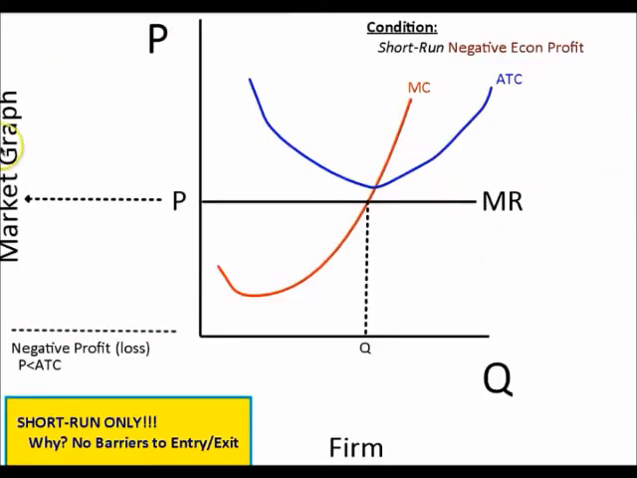Now let's take a look at negative economic profit. In this particular case, start with the same first step you did before. MC equals MR, set the quantity. There you go, you see it.